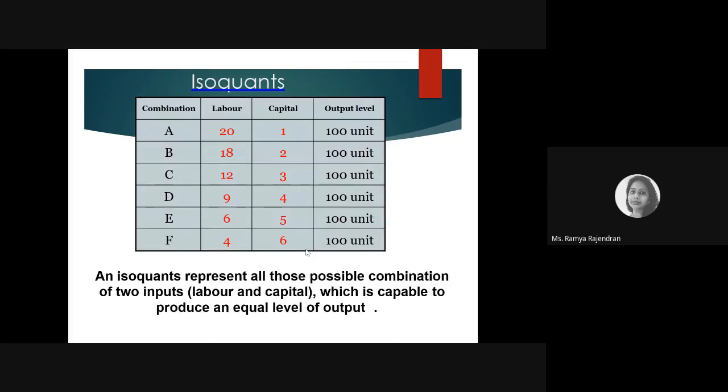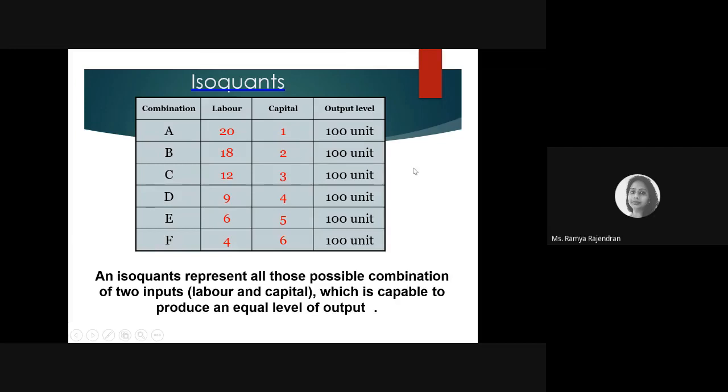Next one is isoquants. When you have the same output for different levels of variable factors, you can call it an isoquant. It's nothing but the possible combinations of two inputs for the same output. So with 20 labor and one capital, I'm making 100 units. With 18 labor and two capital, I'm making 100 units, which means I'm investing in getting the process automated, so that I'll be able to employ fewer people.